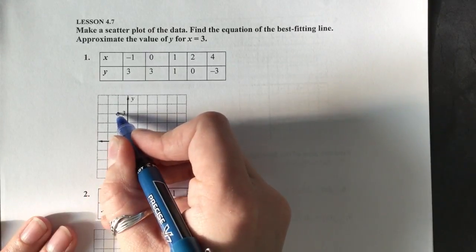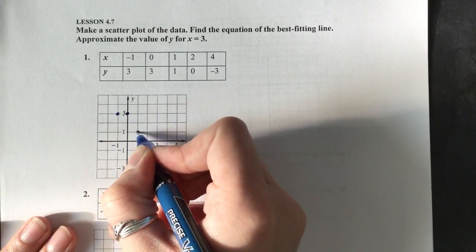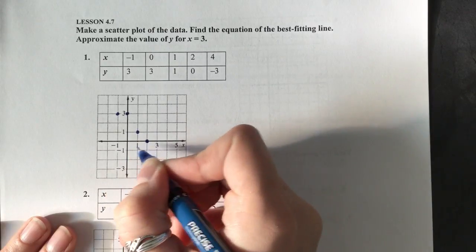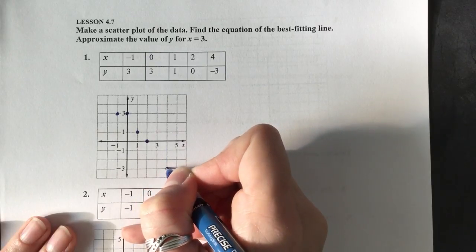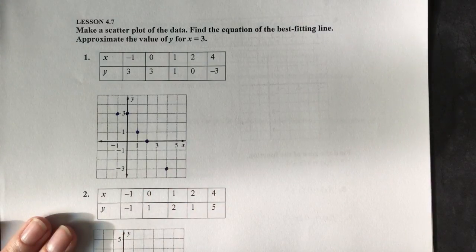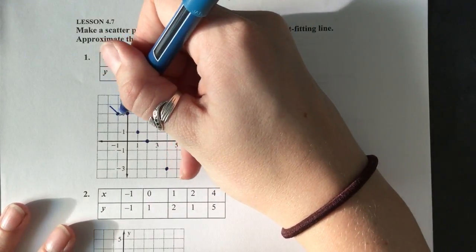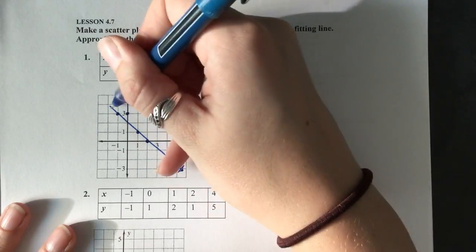-1, 3, 0, 3, 1, 1, 2, 0, 4, -3. Okay, so deciding our line of best fit, these 3 points seem to be along the same line.